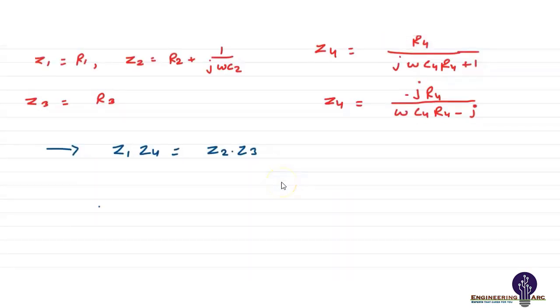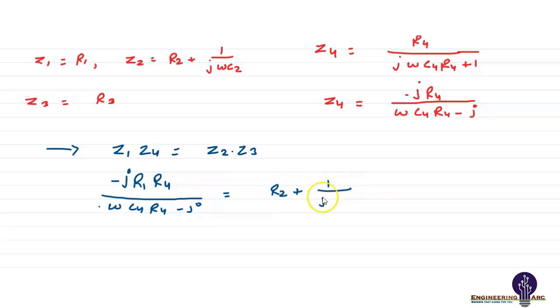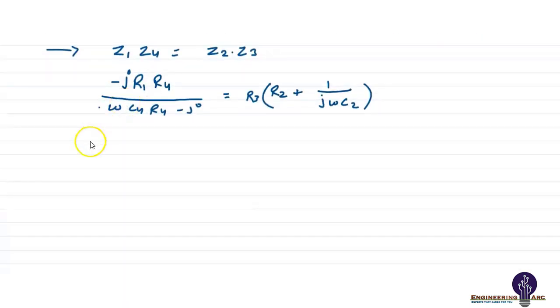So we put the value of all these parameters in this equation. Z1 will be R1 and Z4 will be minus j R4 upon omega C4 R4 minus j, so simply it is written as minus j R1 R4 upon omega C4 R4 minus j equals Z2, which is R2 plus 1 upon j omega C2, multiplied by R3, right?